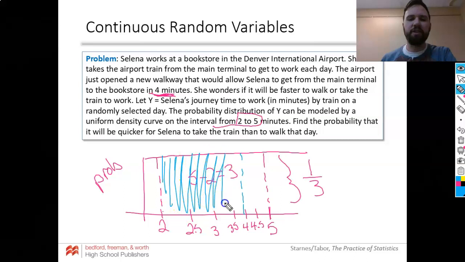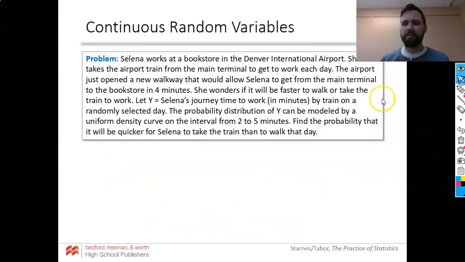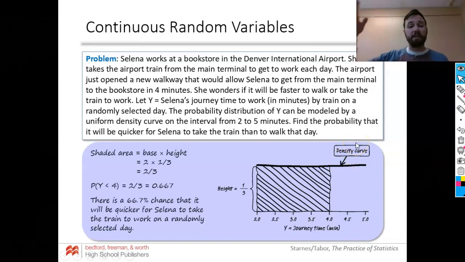So if we find the area of the shaded region, this means that the train took less time than her walking. So from 2 to 4, my width of that is 2. And I do 2 times my probability of a third, tells me 2/3, or 66%, right? Let's see if they agree with us. So we did the shaded area. Probability that y was less than 4 is 0.667. So there's a 66.7% chance that it will be quicker for Selena to take the train than to walk on a randomly selected day. Awesome.